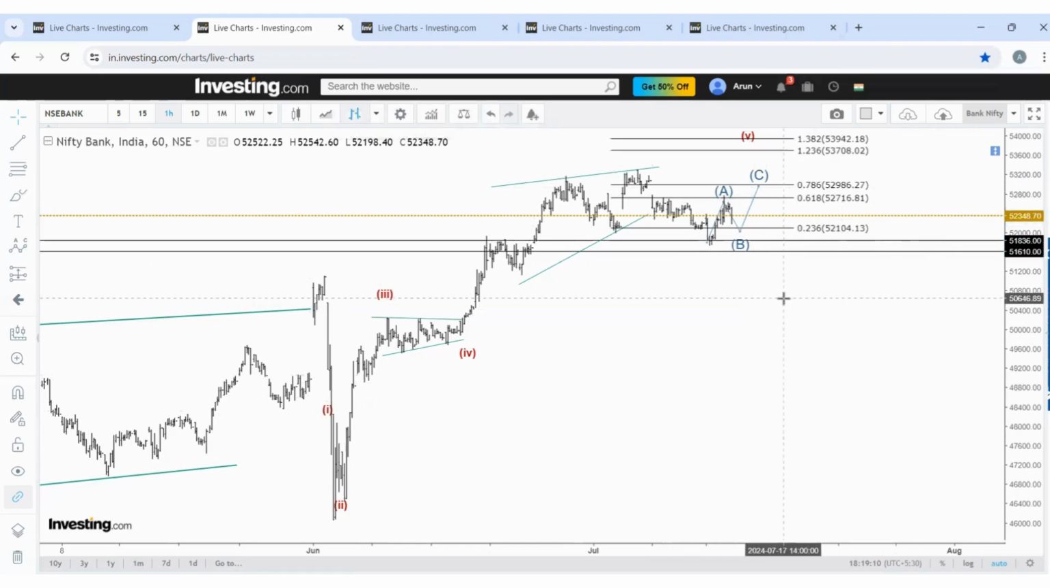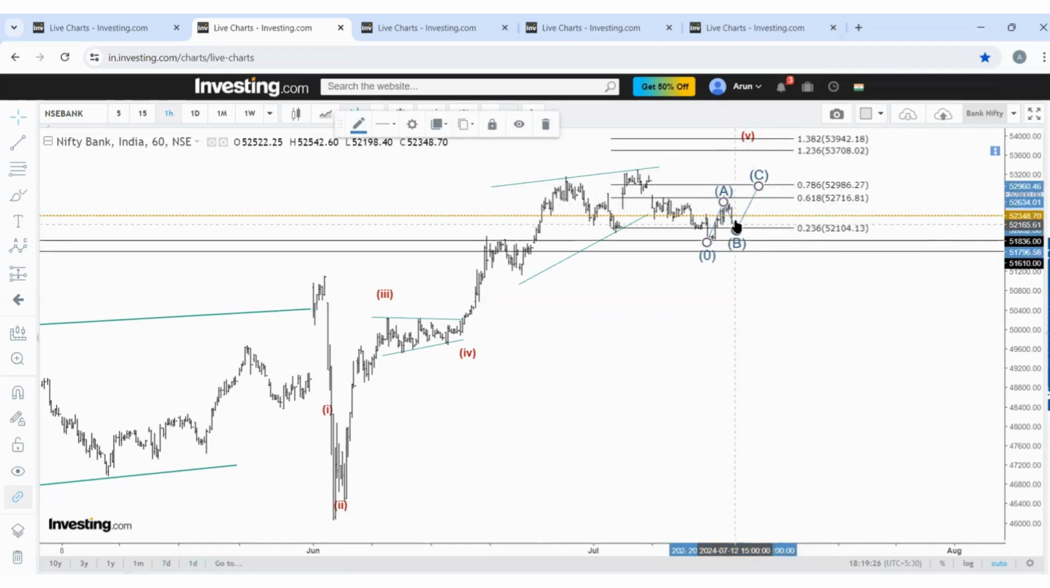I'm repeating again. For a bullish view in Banknifty, the price needs to cross the all-time highs. But at the same time, we can have a clue here. If it moves like this, A, B, and C, and the C stops around 53,000, and if you see a rejection from this level, there's a possibility of correction. Waves are a step-by-step approach and we need to learn. This is the approach now, but based on new price action, our view can change.